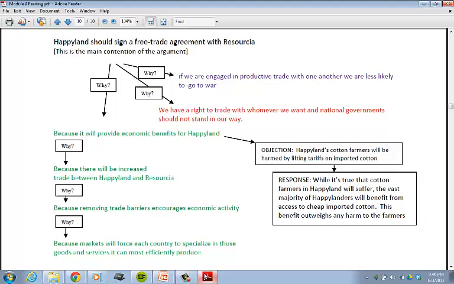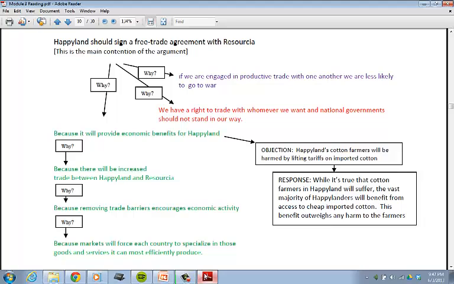The other reason that appears in the second paragraph is just this assertion that we have the right to trade with whomever we want, and national governments shouldn't stand in the way of our trading with whomever we want. This is just asserted again. This isn't developed. No objections to this are considered. There are obvious objections to a claim like this. You don't have the right to trade with whomever you want for all kinds of reasons, and there might be very strong objections to that claim. The author of the editorial did not consider any such objections.